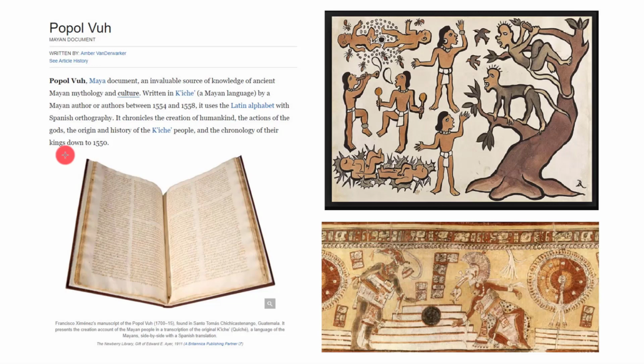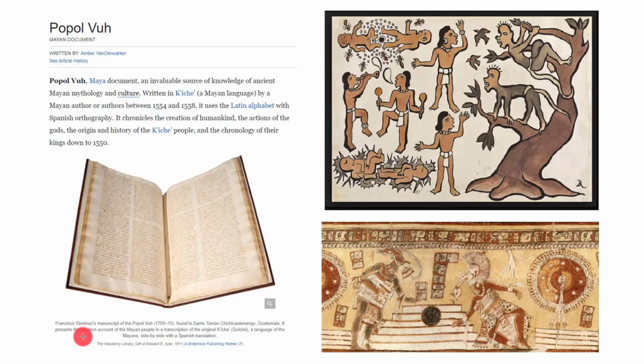Now, 150 years went by, and that book, the original Popol Vuh, was found by a Spanish priest, Francisco Jimenez. And what he did, he could speak Mayan, and he could speak Spanish. So he took that book. It was probably in bad condition. Imagine a book that was 150 years old, and he wrote that book down in Mayan.